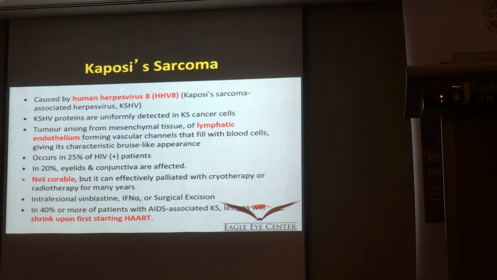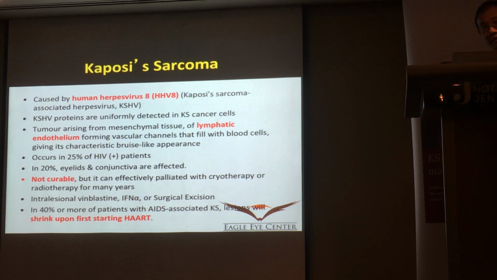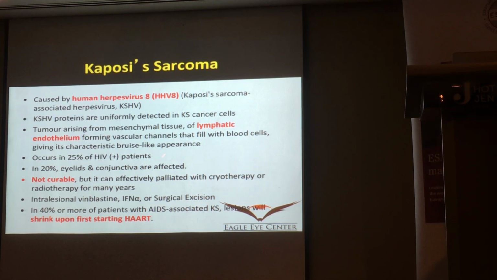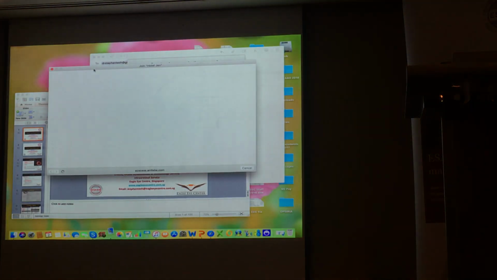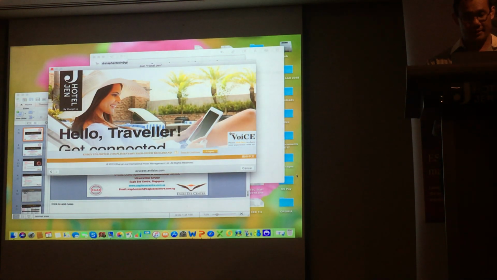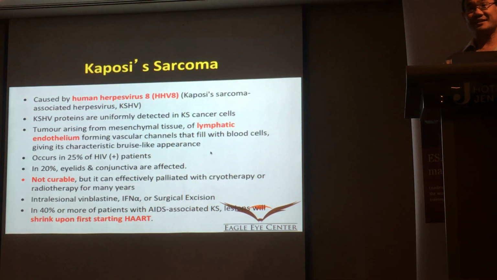I will quickly go through that. It's caused by HHV-8 virus, and it's actually a tumor arising from the mesenchymal tissue of lymphatic endothelium. It used to be one of the MCQ type questions. Lymphatic endothelium, that's what it is, not blood vessel endothelium, right? And actually, they fill with blood cells, so they look red. Occurs in 25%, most commonly on the eyelids and conjunctiva. It's actually not curable per se, but you can palliate it with cryo. It's a local problem. Not curable, palliated.